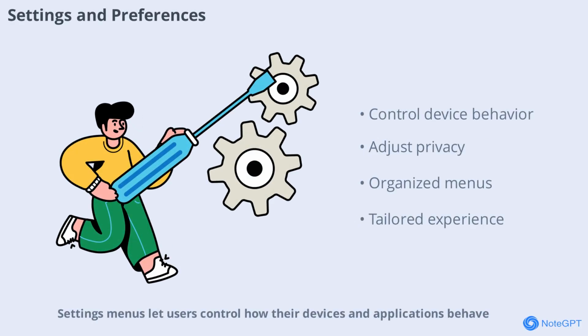Settings menus let users control how their devices and applications behave. From changing display brightness to adjusting privacy options, settings are an essential part of any GUI. Easy to find and well-organized settings help users tailor their experience to their needs.